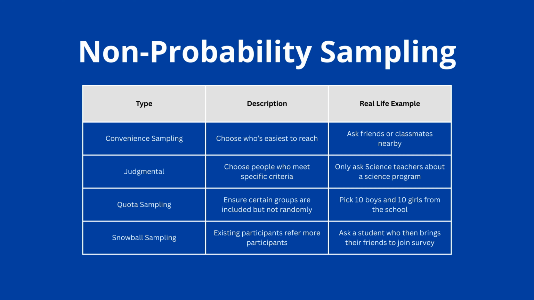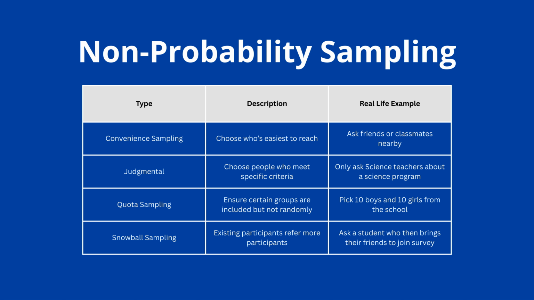Quota sampling is choosing a set number from each group but not randomly, like picking 10 boys and 10 girls, any 10. In snowball sampling, we ask someone, who then brings someone else, and so on. It is used when it is harder to find people, like in rare medical cases. Now, I hope you are clear about sampling methods, different types of sampling, and population.